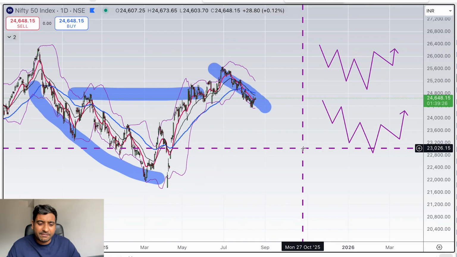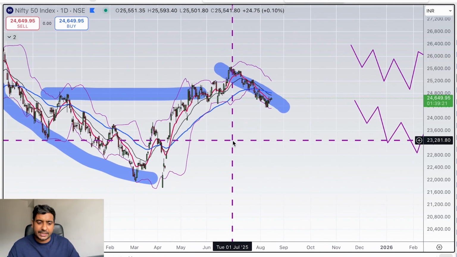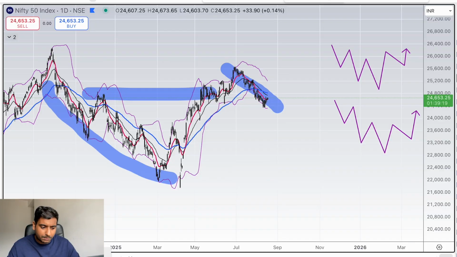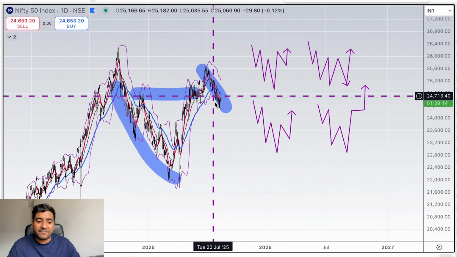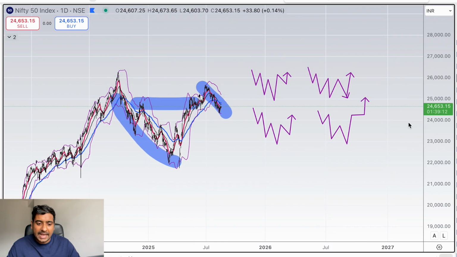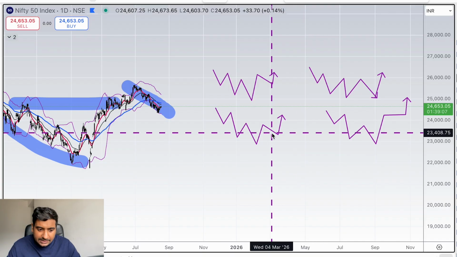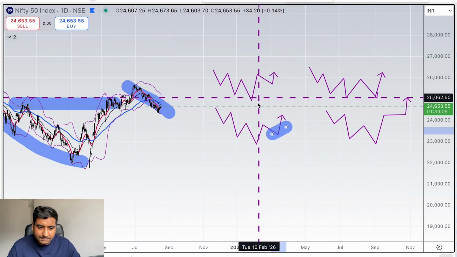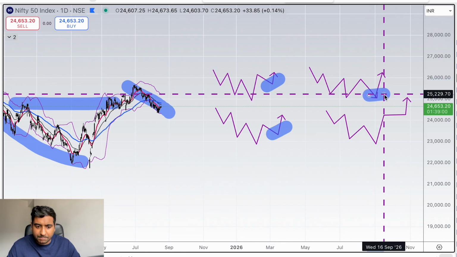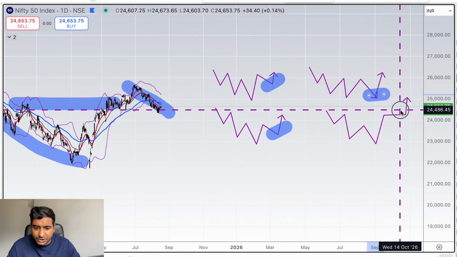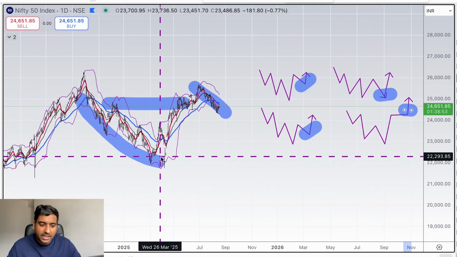Now, what can we expect here? Do we need to preempt as to what is going to happen? No. Okay. We don't need to preempt. We have to just wait for these patterns and then trade them. You'll ask me where I have to trade. See, these higher lows that form, or this double bottom or this consolidation breakout, this is where we are supposed to trade.